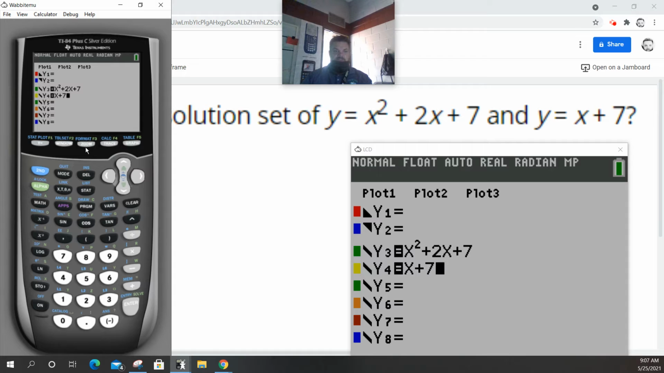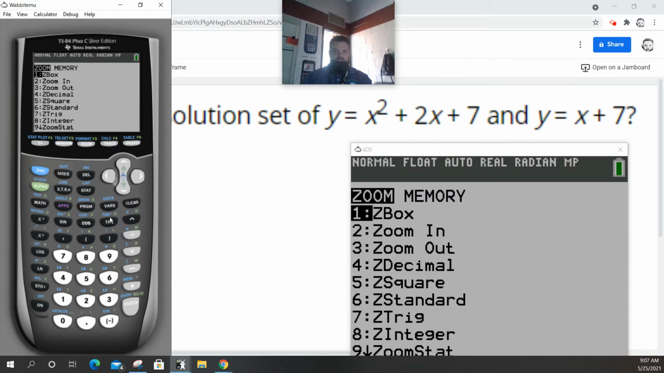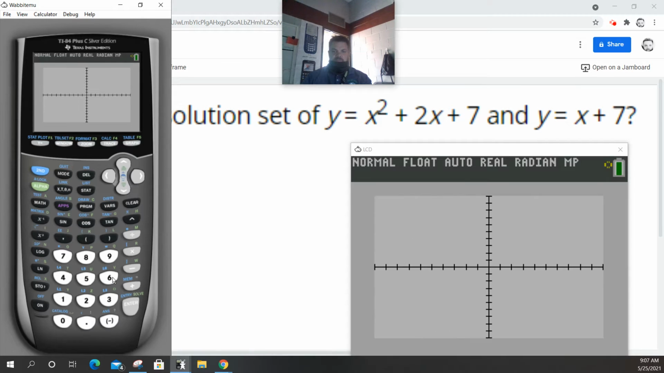And I'm going to do a standard zoom on that. So that's option number 6. And so I'm going to have a quadratic that's going to be intersected by a linear function. So I can see that it crosses in 2 places. So I'm going to zoom in on this. It's probably going to occur around 7.